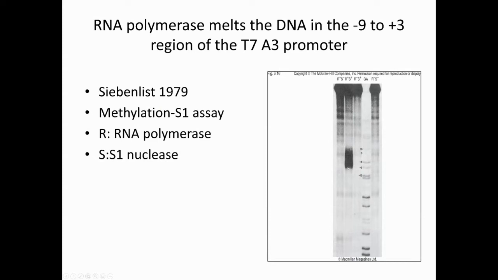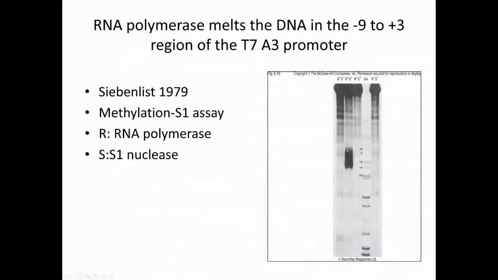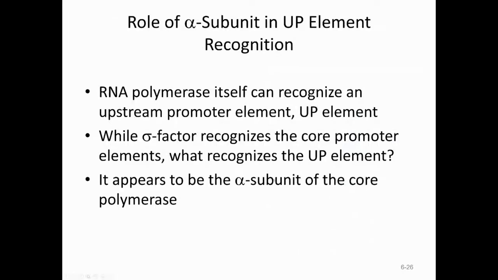This is from the -9 to +3 region. The length of the DNA basically gives you the signal here. So these different lengths of DNA give you this signal, so that you identify that's the region where the RNA polymerase binds to initiate the transcription. Okay.